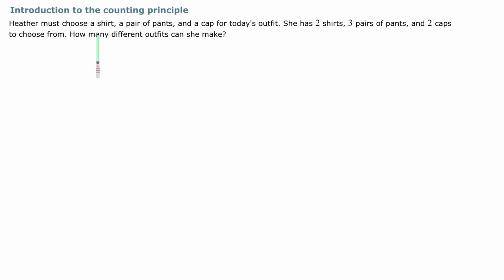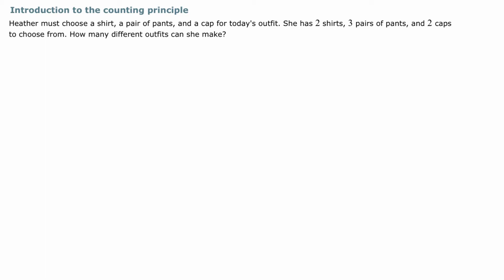Heather must choose a shirt, a pair of pants, and a cap for today's outfit. She has 2 shirts, 3 pairs of pants, and 2 caps to choose from. How many different outfits can she make? Very, very interesting.